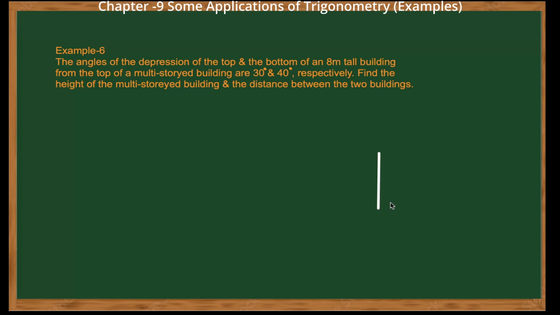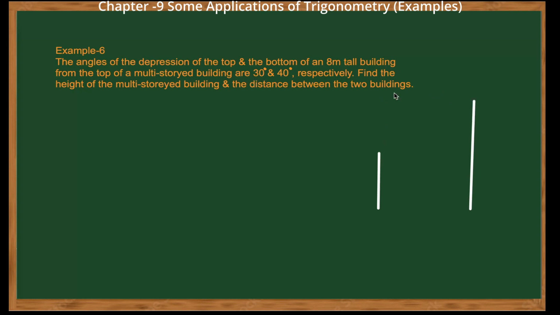There is an 8-meter tall building, and from the top of the multi-storied building. So there is a multi-storied building. Let's assume this is much bigger. So there are two buildings. One building is 8 meters and there is a multi-storied building.